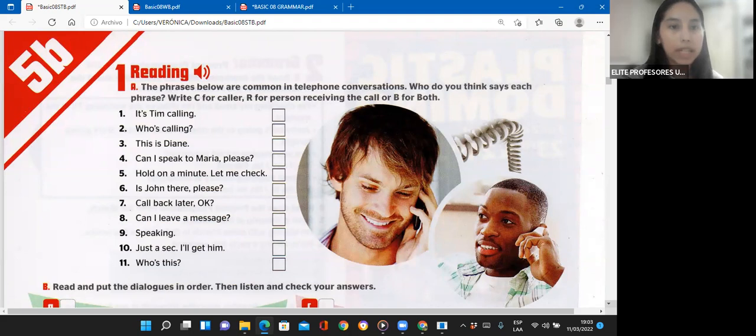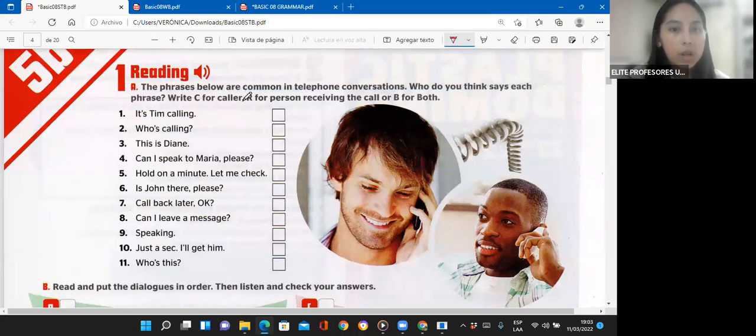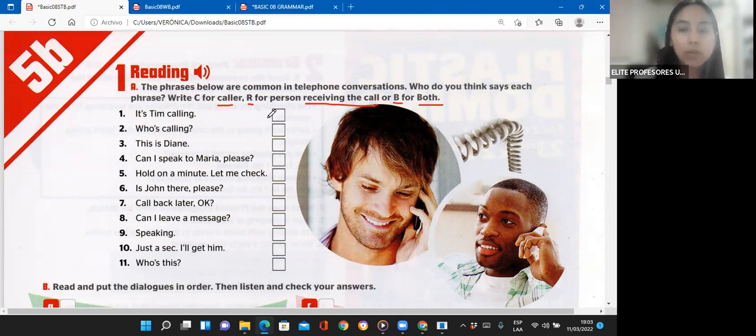Okay, now we have reading. The phrases below are common in telephone conversations. What do you think says each phrase? Write C for caller, R for person receiving the call, or B for both. Okay. Do you want me to do this with you, or you want me to give you time to do this? Remember that you have to read these phrases and put here if it's C for caller, R for receiving the call, or B for both. Alone or together?